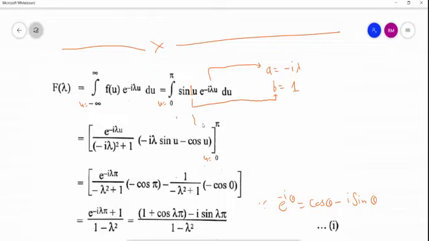and we know the Euler's formula. E raised to minus i theta can be written as cos theta minus i sin theta. So here just replace theta by lambda pi. We get this equation.